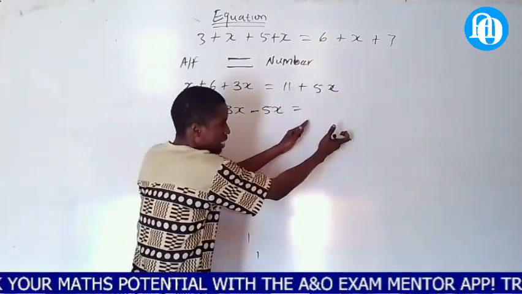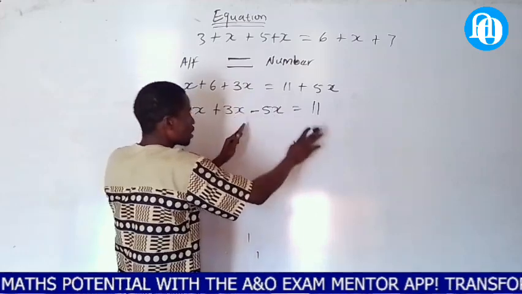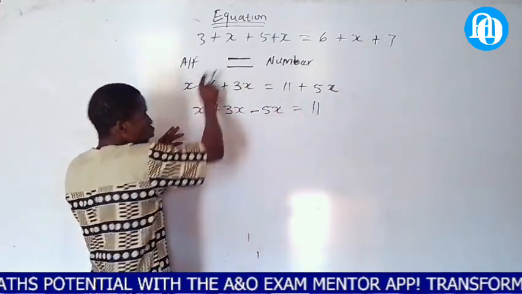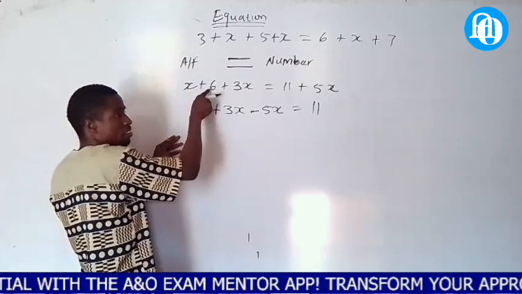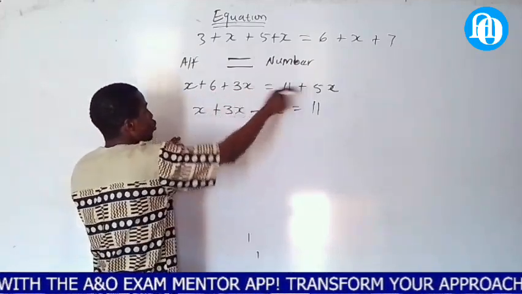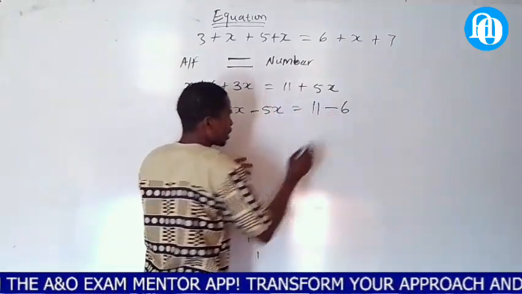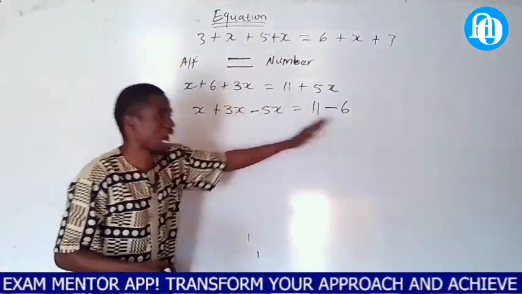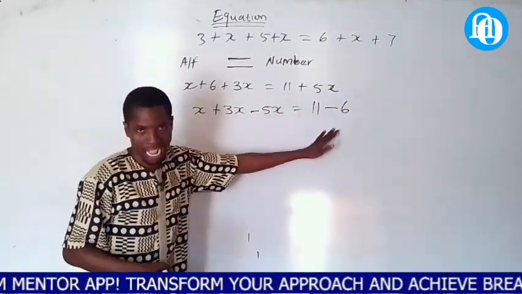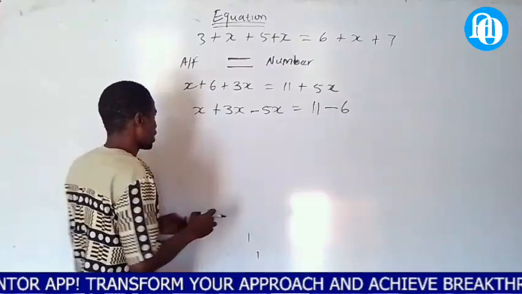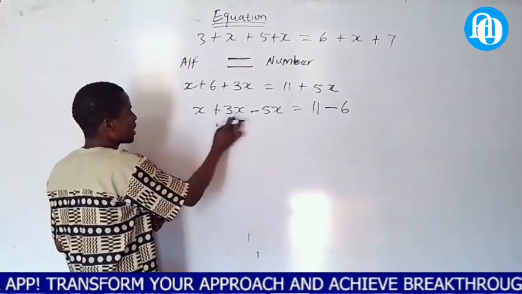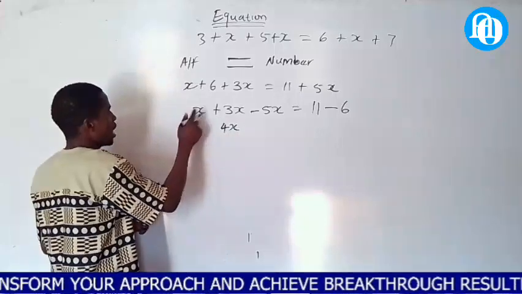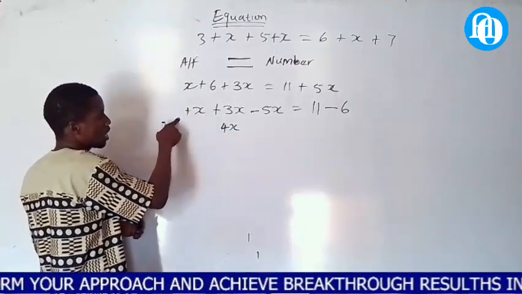Now, what is the number that is here? 11. This one is not moving because it is already here. What is the number that will go to that side? It is plus what? 6. When it's passing, it will turn to what? Minus 6. Do you see now? It's by separating alphabet from the number. Now, when we have this one, it will be what? 4x. 4x, because it's a visible plus here.